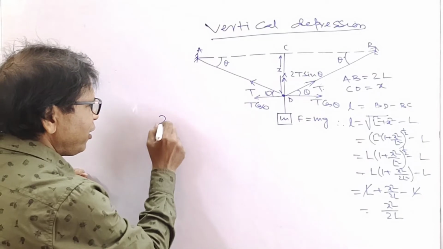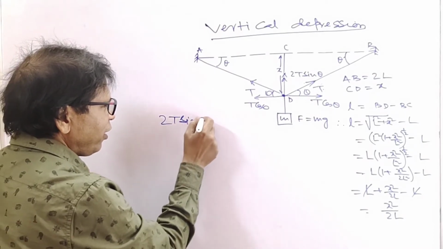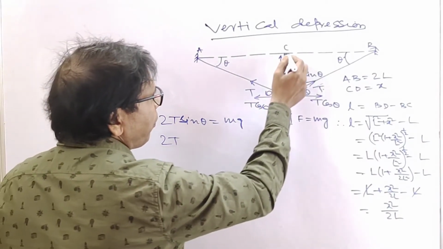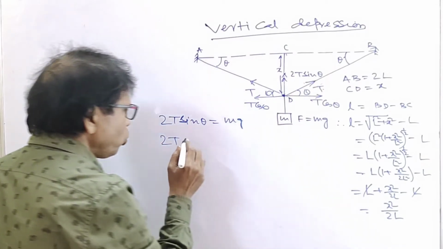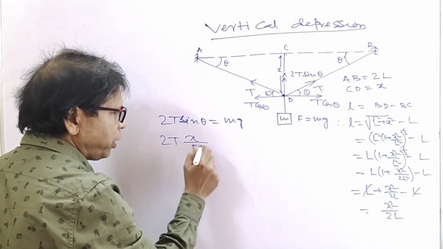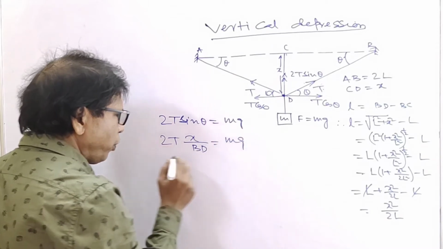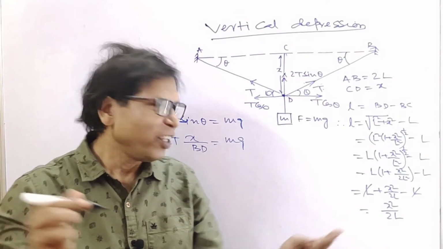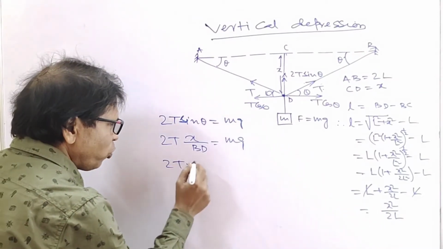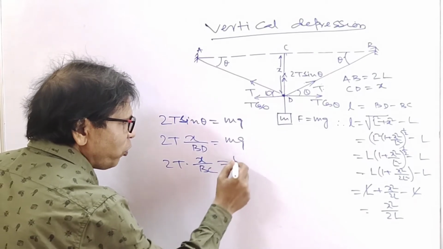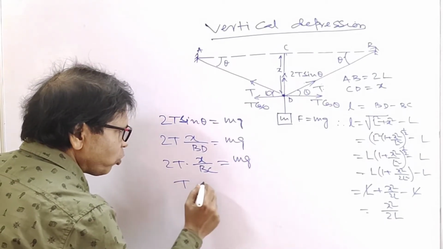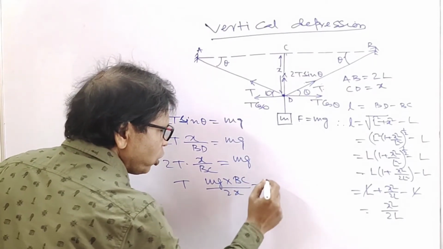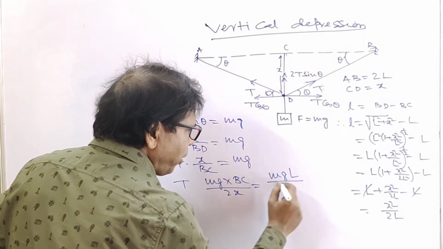So look at this. This is the 2T sin theta, equal to mg. Now 2T sin theta is the perpendicular by hypotenuse. So this is x divided by BD into mg. Therefore, BD and BC are almost equal. So 2T into x by BC equals mg. Therefore, T equals mg into BC divided by 2x. So this is mgl divided by 2x.